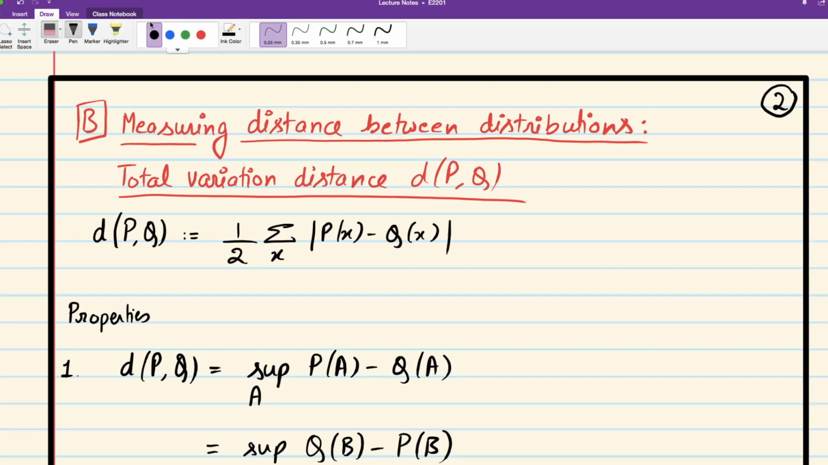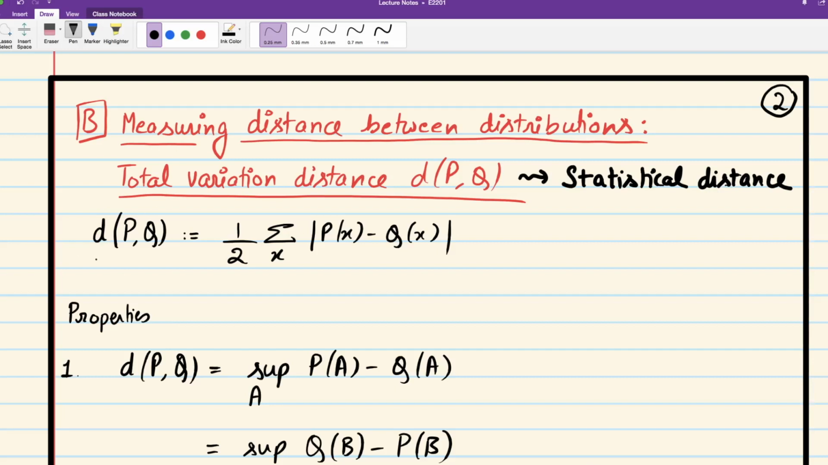This has many names. It is also called statistical distance. I would say that statistical distance is a more popular name of this quantity in computer science and machine learning. Total variation distance is a more classic name. And it is very easy to define this quantity for discrete distributions, namely PMFs.